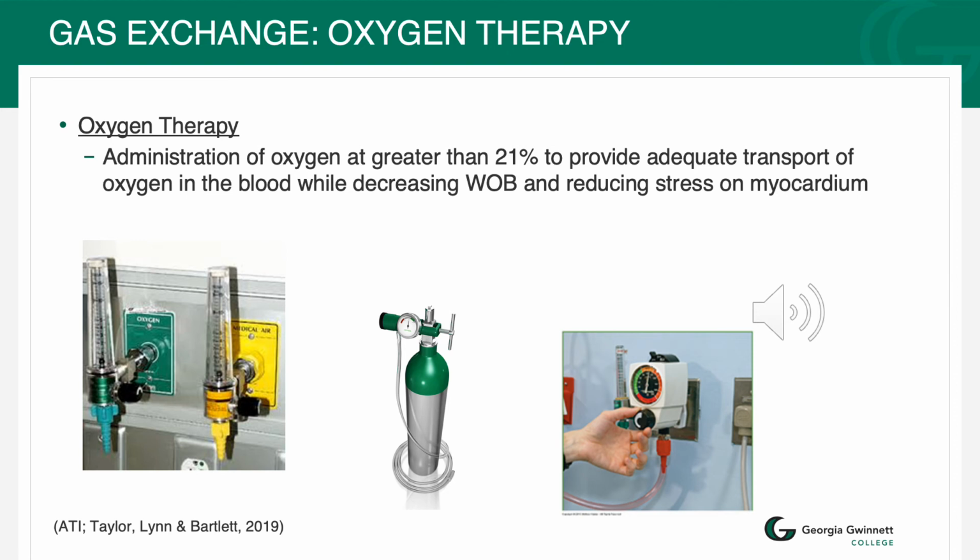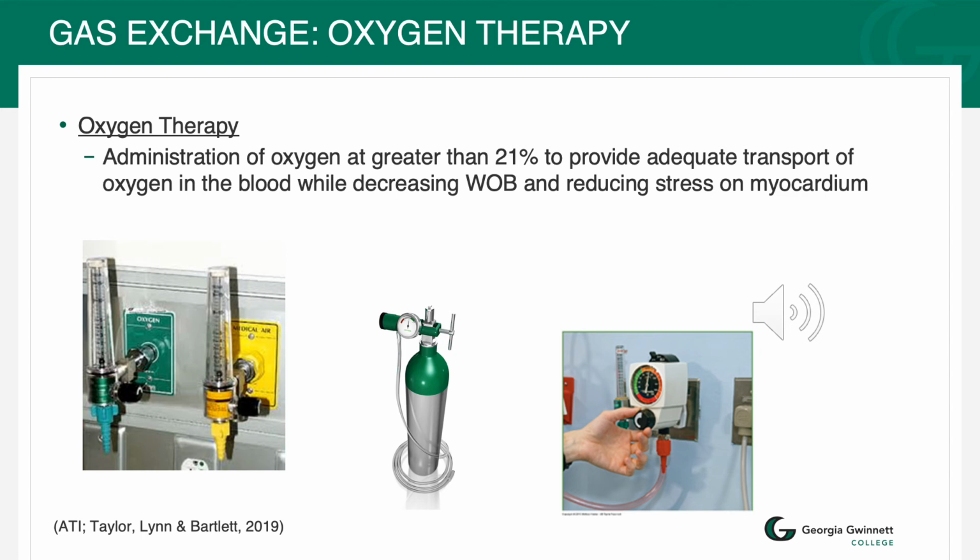In the last couple slides for nursing interventions, I've talked about administering supplemental oxygen. So let's talk about that. When your clients are in need of supplemental oxygen, which means they need greater than 21% in order to have that oxygen in the blood, decreasing their work of breathing and reducing the stress on the heart, you administer oxygen. Oxygen is a medication. It needs an order.